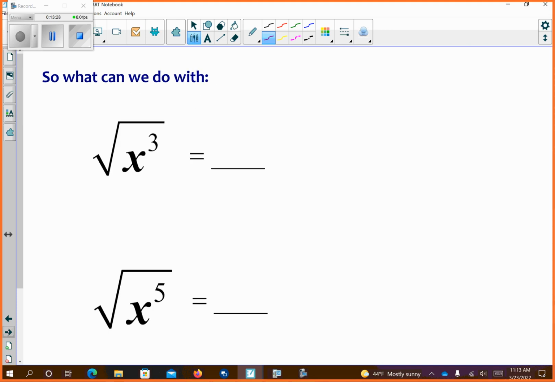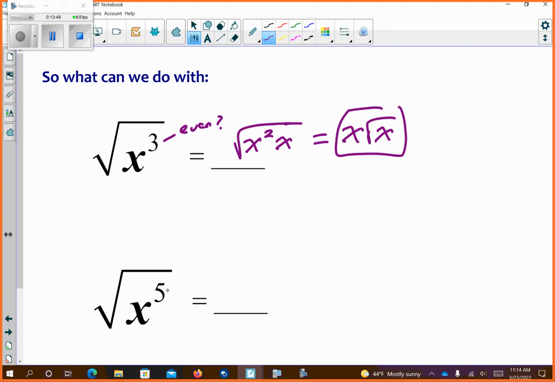All right. So what do you think I should do with this? Is that even? No, so I'm going to break this into this. So this breaks up to x root x. What about this? Is this even? If not, what do I have? What do I put under here? X to the fourth and x. Good. What's the square root of x to the fourth? X to the second, and I'm left with root x. Done.